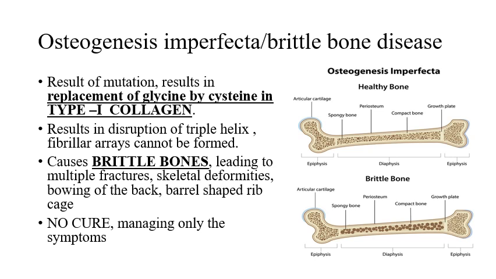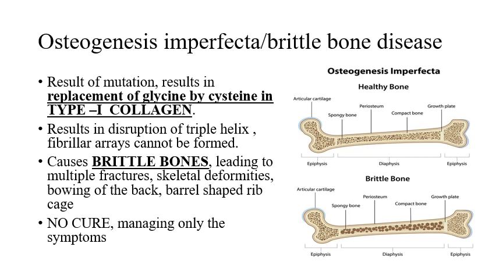So the first disease which we'll be seeing is osteogenesis imperfecta, also called brittle bone disease. This disease is characterized by abnormal fragility of the bones, and the sclera of these patients is usually thin and translucent.